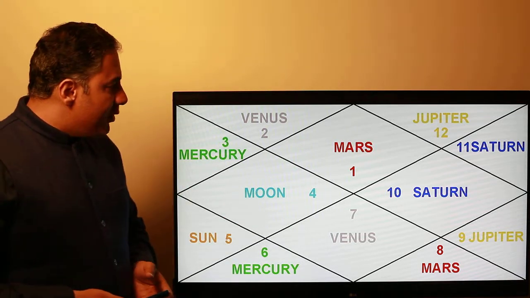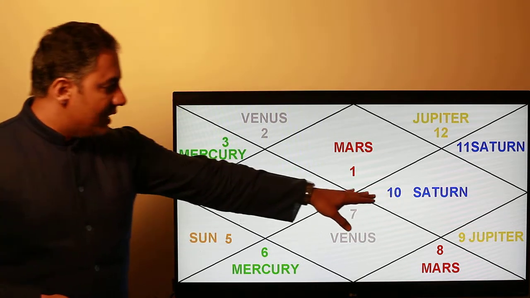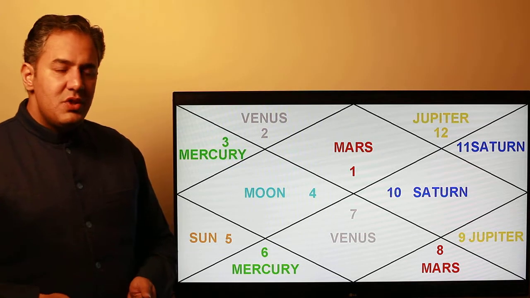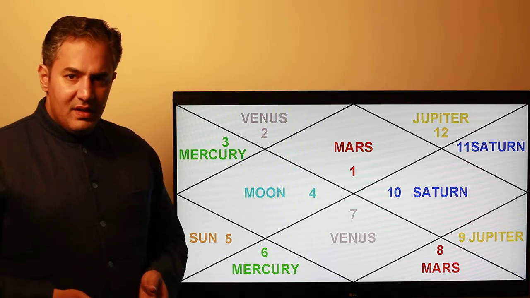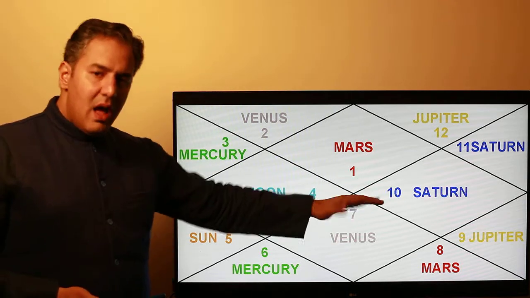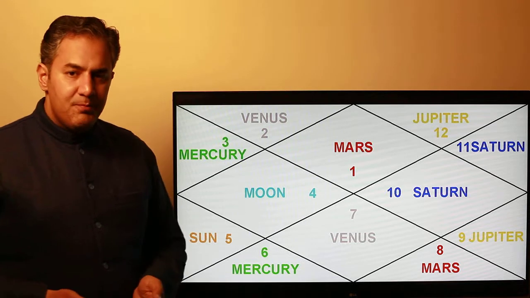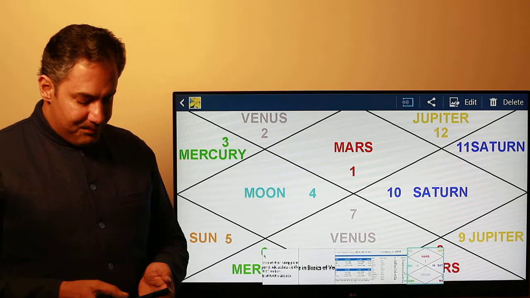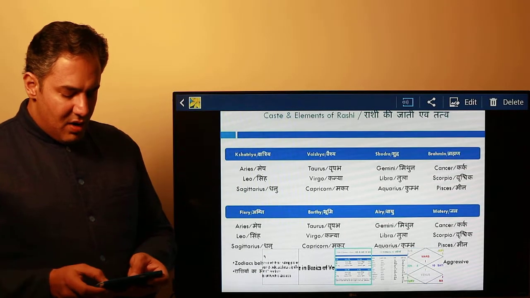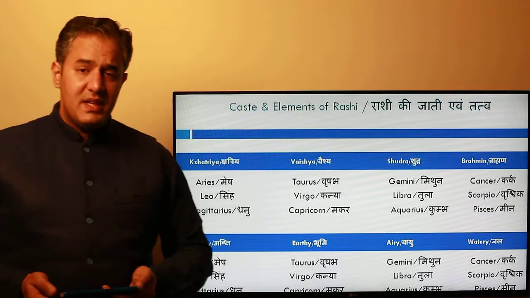The same goes for this sign. This is an even sign, but Saturn on the other hand is not a feminine planet. So again there is a balance of feminine and masculine properties here. So that's that. Now, getting to the castes and elements of the signs. This is one very important thing in Vedic astrology you should learn.